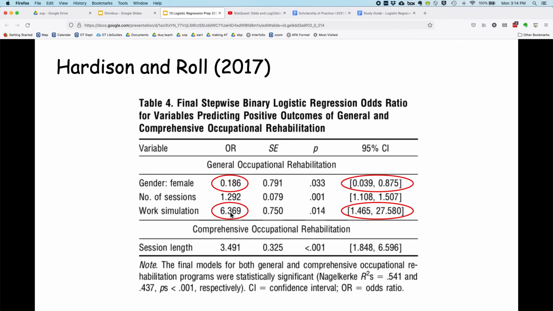But for the sample that they looked at, the odds ratio was 6.36. So that means the people in their sample who got work simulation were 6.369 times more likely to have a positive outcome than the people who didn't.